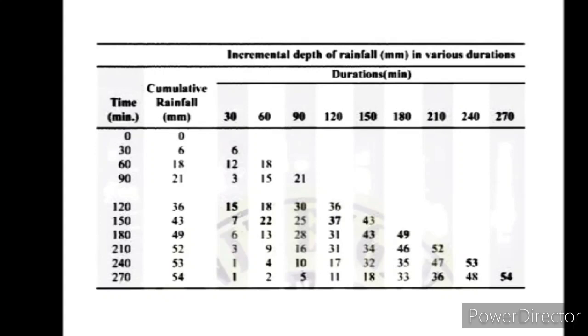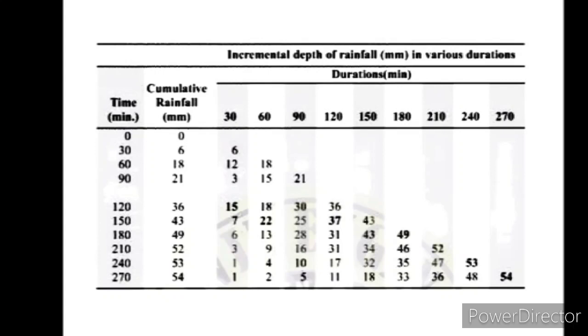At 150 minutes, we have 43 mm cumulative rainfall. So in 30 minutes, we have 7 mm, in 60 minutes, we have 22 mm, in 90 minutes, we have 25 mm, in 120 minutes, we have 37 mm, and in 150 minutes, we have 43 mm. At 180 minutes, we have 49 mm.